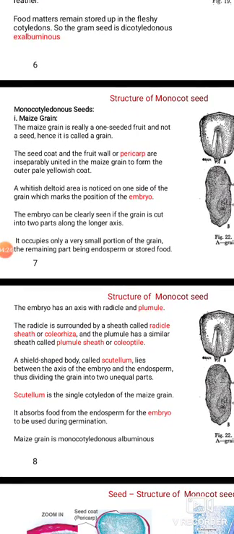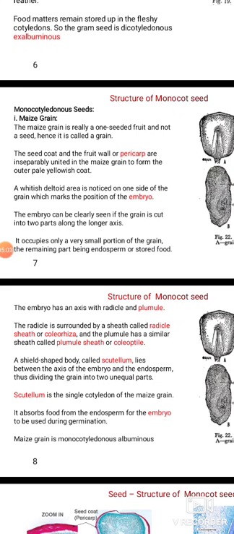The embryo has an axis with radicle and plumule. The radicle is surrounded by a sheath known as coleorhiza, and the plumule is also covered by a sheath known as coleoptile. A shield-shaped body called scutellum lies between the axis of the embryo and the endosperm, thus dividing the grain into two unequal parts.